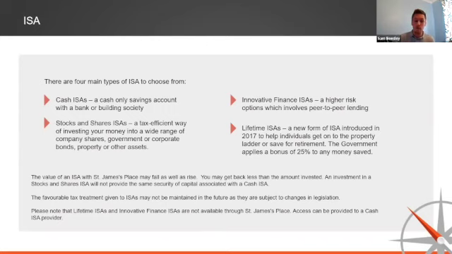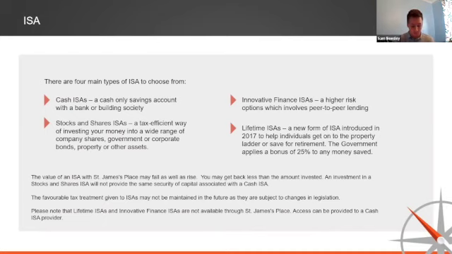So this is a tax efficient vehicle of investing your money, but you can invest it into a wide range of things like company shares, government or corporate bonds, property and other assets. You've then got an innovative finance ISA. This is a higher risk option, which involves peer-to-peer lending. And then finally, lifetime ISAs, which are a new form of ISA that was introduced in 2017. And these are mainly geared to helping people get on the property ladder or to save for their retirement. A good bonus of a lifetime ISA is that you get a 25% bonus on any money added from the government.